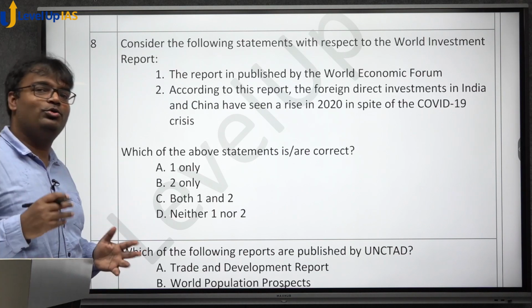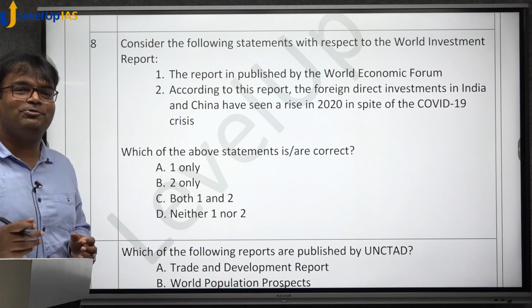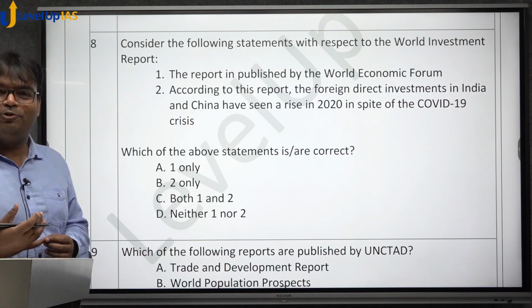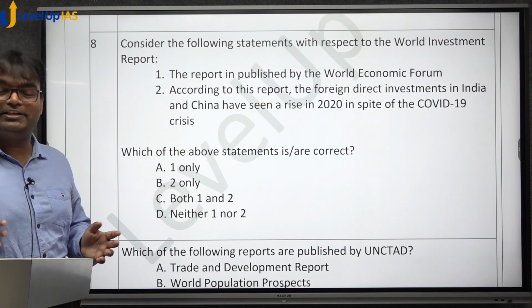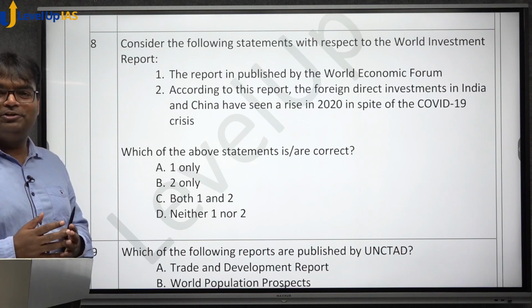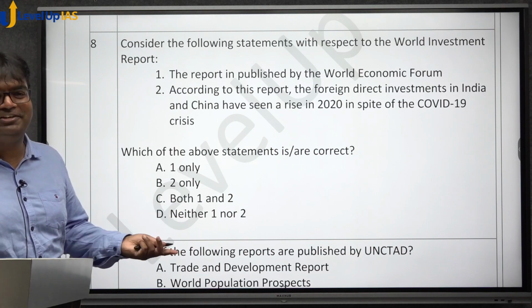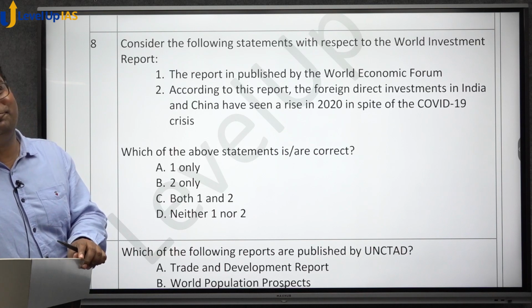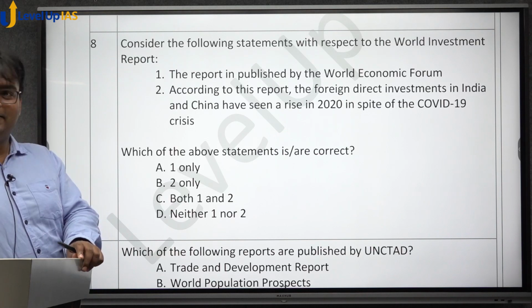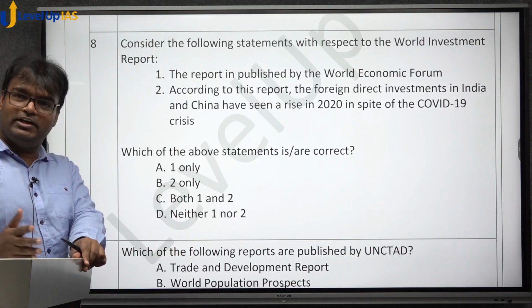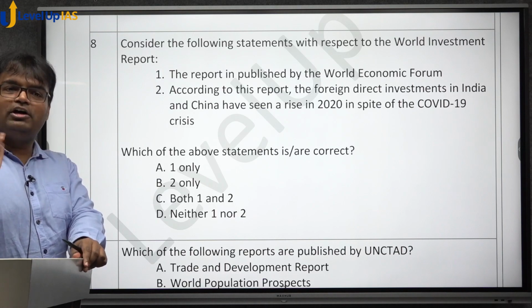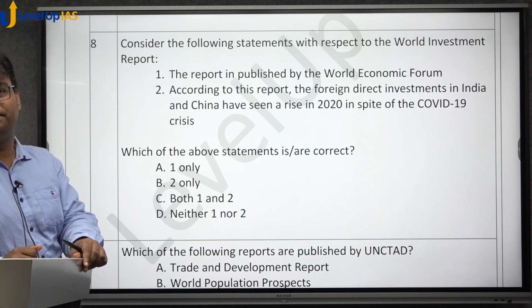See, for now it looks very easy for you because you have only studied a few things. But give me 3-4 days, there would be so many international bodies and so many investment type of reports, it would get confusing. And that's why it's important. The day you get your first booklet, whatever has been covered in the class, you should cover it right now effectively.